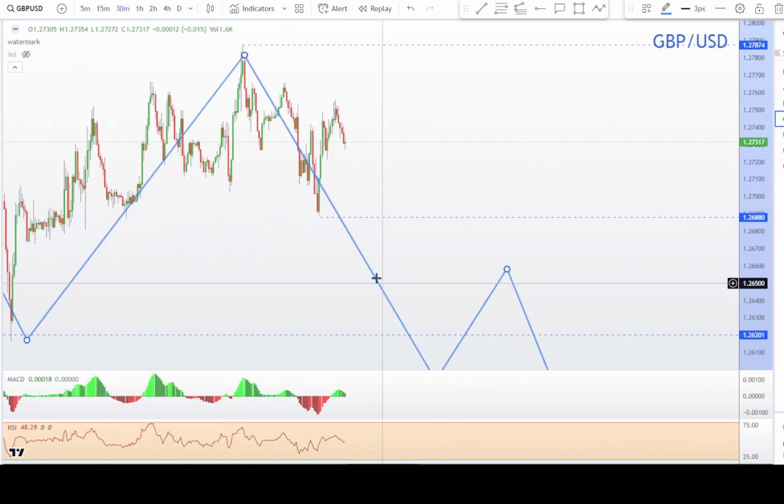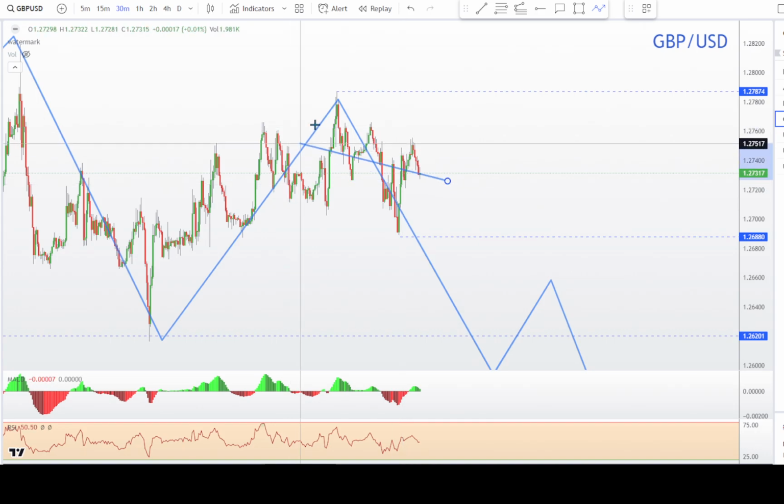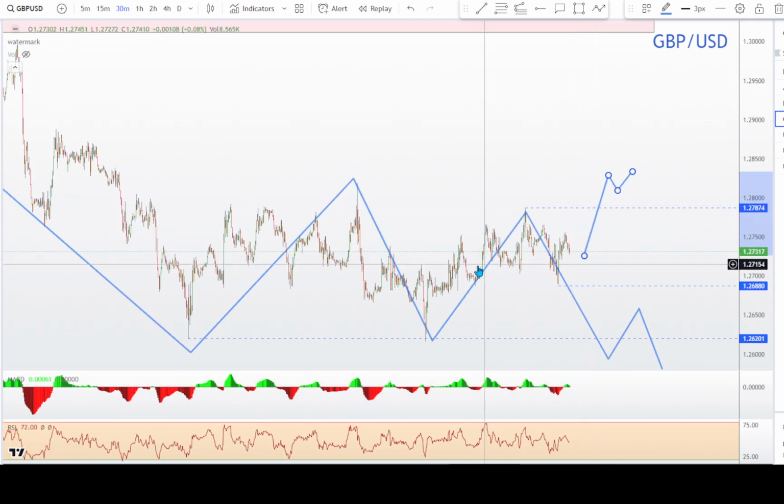But to confirm that, I'd want to see this low get broken, because it could be that this is a leading diagonal, and you've got a 3-wave move down. That's the correction, and now it's going to go back up. So that's 1, 2, and then you go up for 3, 4, and a 5. And then that'd be like A, B, C.